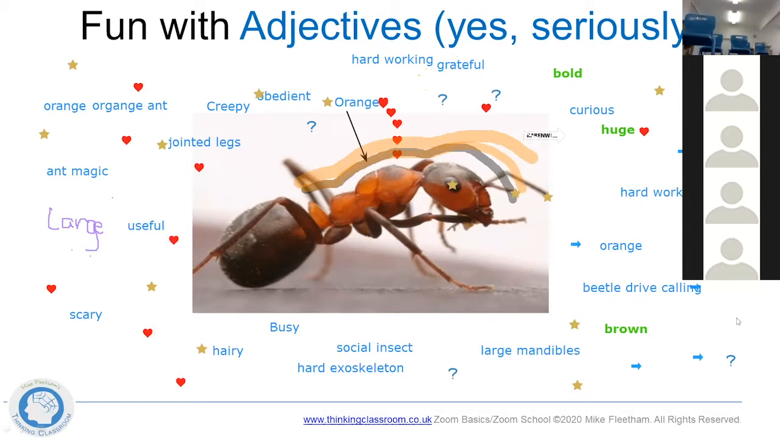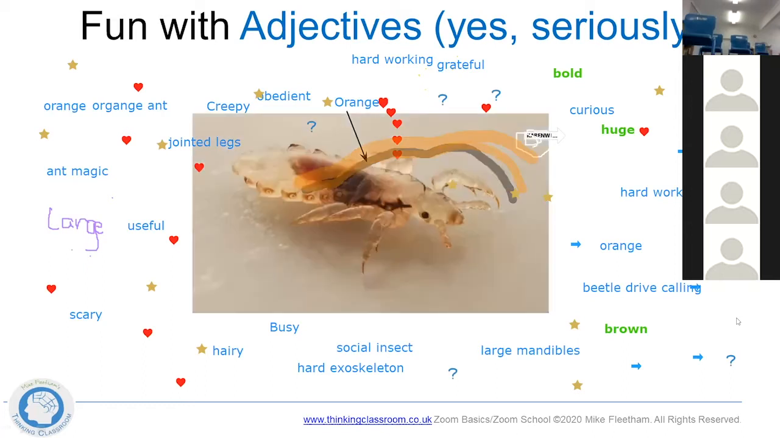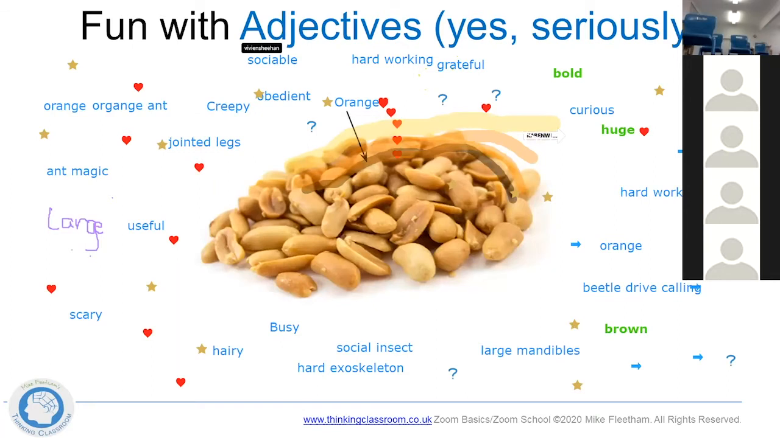Now, if I change to the next PowerPoint slide, I've put something else in there. See, I'm changing my PowerPoint slide, but your words are staying there. And this is when you can start having a bit of fun, because you can say, well, which of those adjectives still matches what's there? And then you can change the slide again. I've got some peanuts this time. So are peanuts hardworking? That's a discussion, isn't it? Are peanuts social insects? Probably not. Are they yummy? Well, yeah. Might they be scary? Well, yeah, if you have an allergy, they could be.